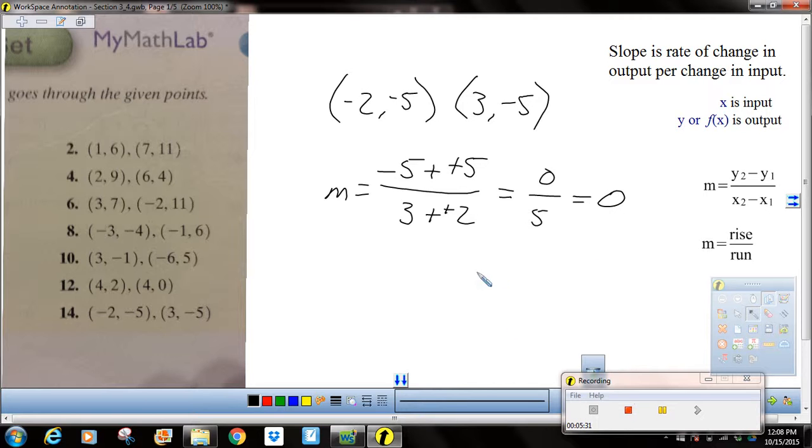If you have a slope of 0, that means it's not increasing as the input increases. So if you have an axis and -2, -5 would have been over here. 3, -5 would be over here. And you'll see that as the x's change, the y stays the same. Slope is 0.